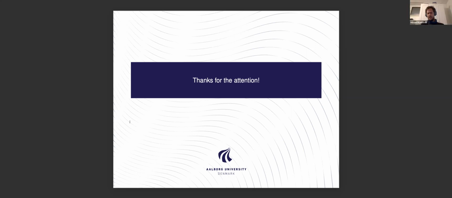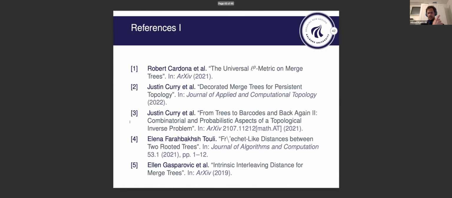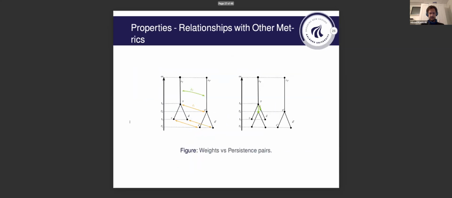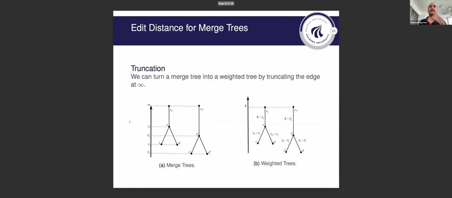So these weights, are they just lengths of edges, or do you define them? I didn't quite catch that. Yeah, they are just lengths of edges. You take the merge trees, you truncate them at some height, for instance k, and then the length of this edge would be the difference between k and the height of this vertex here. The length of this edge here would be the difference in height between the two vertices that delimit the edge.